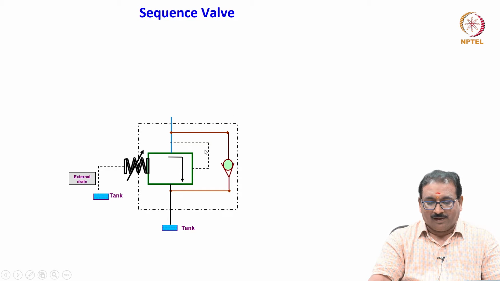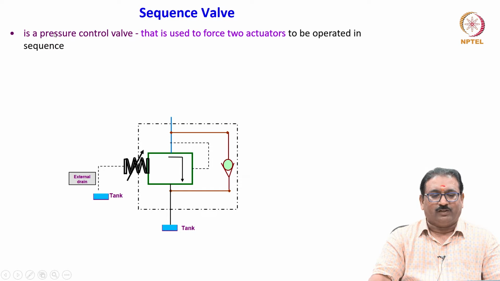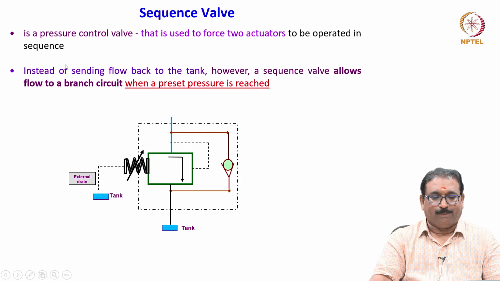What is a sequence valve? This is a pressure relief valve, along with the NRV, is a sequence valve. This is used whenever sequencing of cylinder operation is required. Let us see. The sequence valve is a pressure control valve that is used to force two actuators to be operated in sequence. Instead of sending flow back to the tank, however, a sequence valve allows the flow to a branch circuit when a preset pressure is reached.